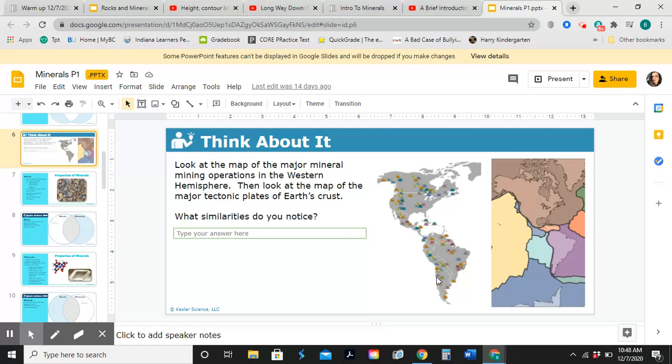So, you have all of these mining places that are along the coasts here, around this on the left side and some on the right. Can you tell me where you find the most? Write down the similarities that you notice right here.